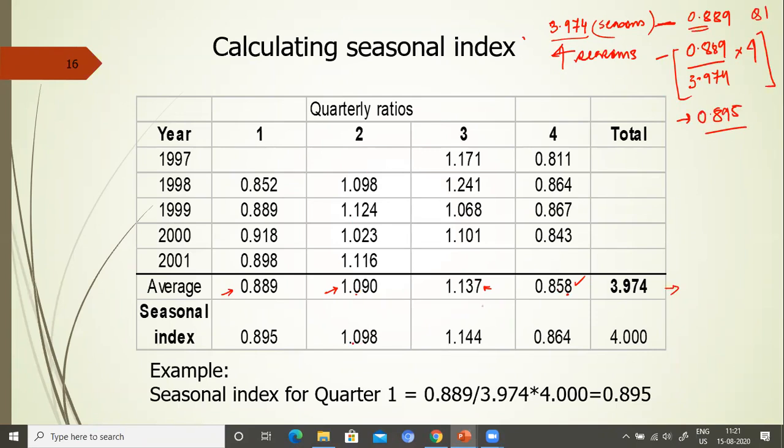When you do that, you will find that the ratios change slightly. 0.890 becomes 0.898, 0.889 becomes 0.895, 1.137 becomes 1.144. This is how it changes. If you had 3.974 as the sum, this was the index. But you know that you have 4, so you apply the unitary method: divide by 3.974 for 1 season, multiply by the number of seasons, and you get the final index. That's how you get 0.895.